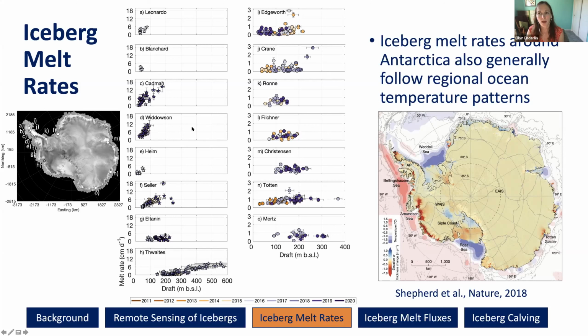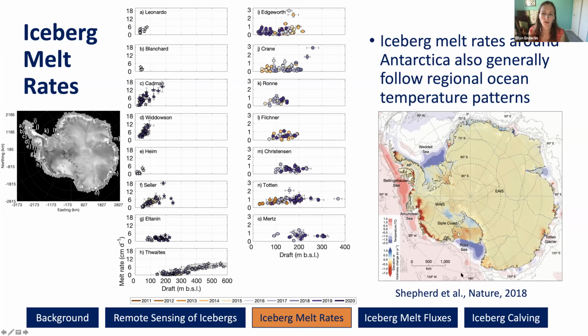And what I want to point out is that these iceberg melt rates also generally follow regional ocean temperature patterns. I'm not going to get into the nitty-gritty here, but we do see lots of deviations in Greenland and also in Antarctica as well. And those tell us something about local alteration or the inability of these warm subsurface waters to get to the glaciers. That's really important as well. But just to demonstrate here, this is sort of what we can get out of it.